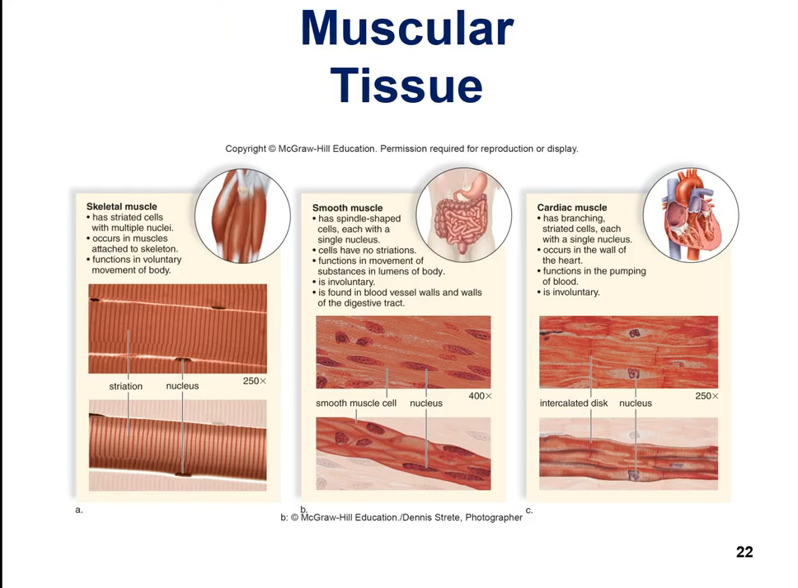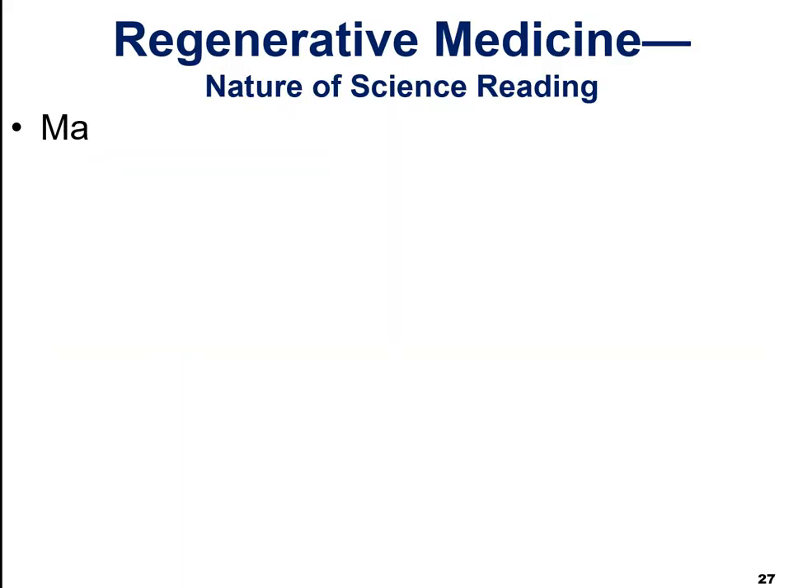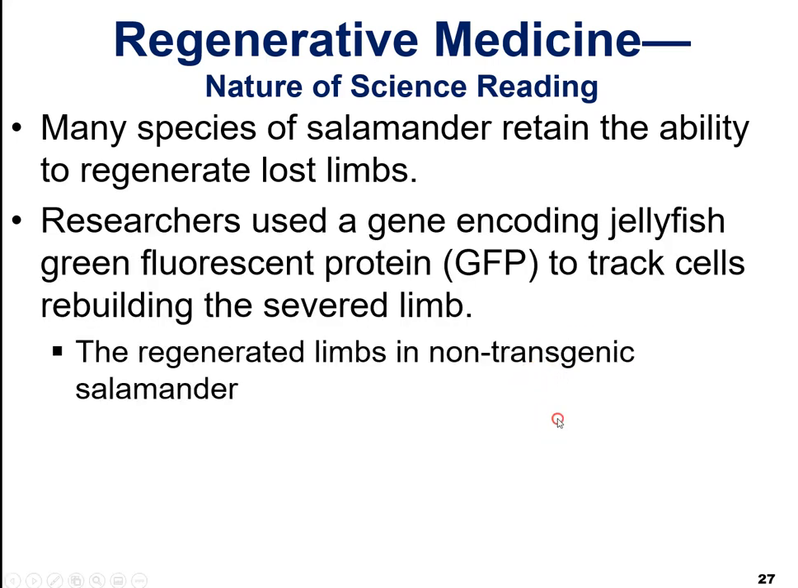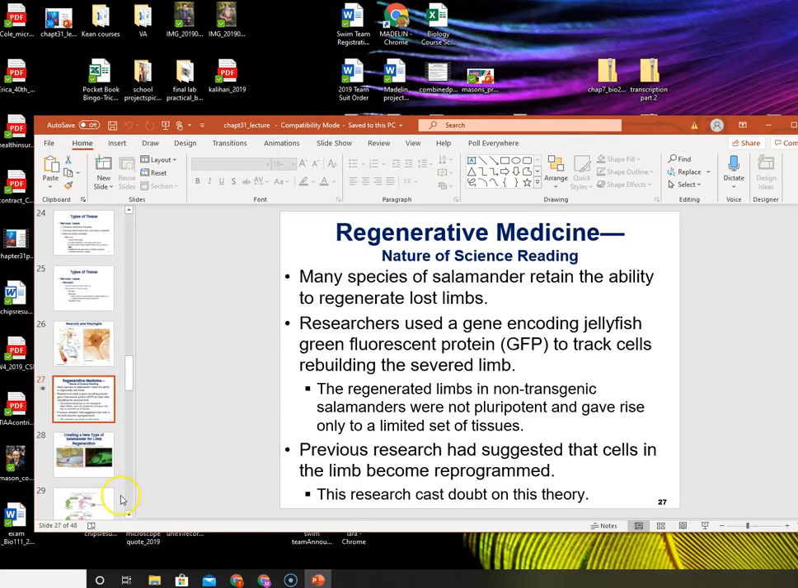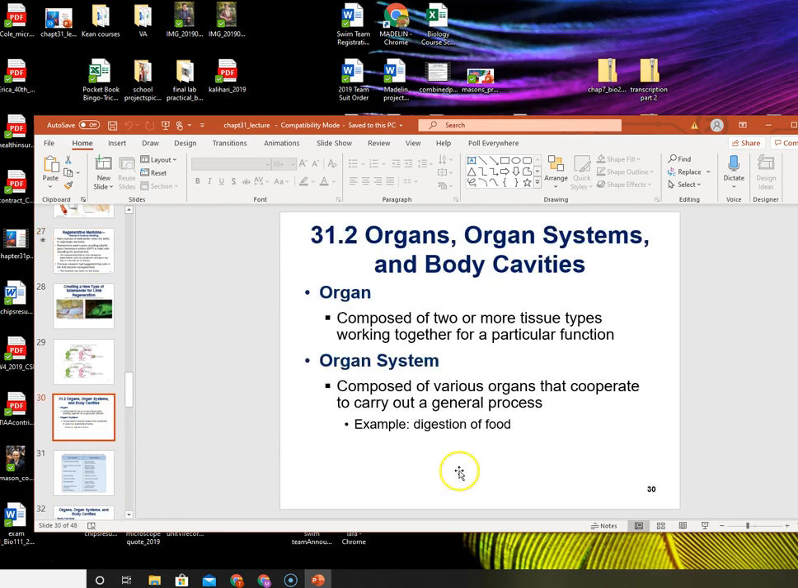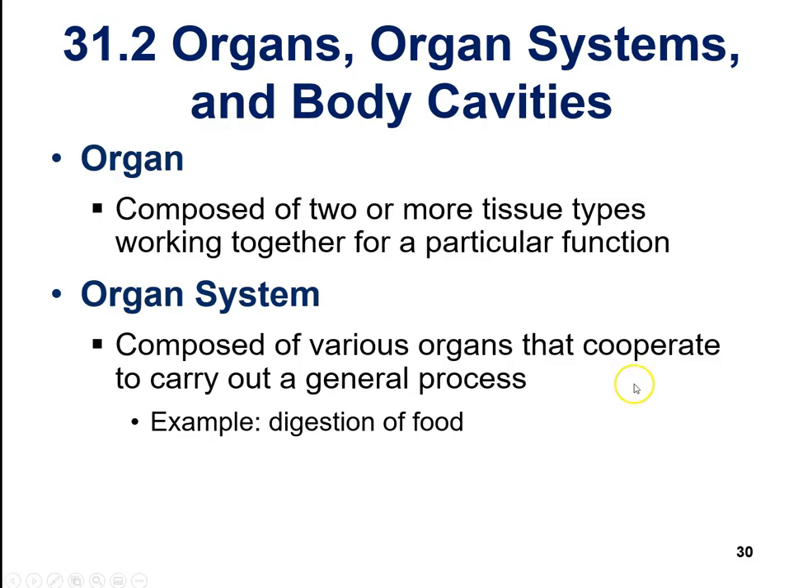Okay, so let me go back to the organs. The next part of this lecture is again just overview: organs, organ systems, and then knowing the body cavities that they sit in. So an organ is composed of two or more tissue types that work together to do a particular function.